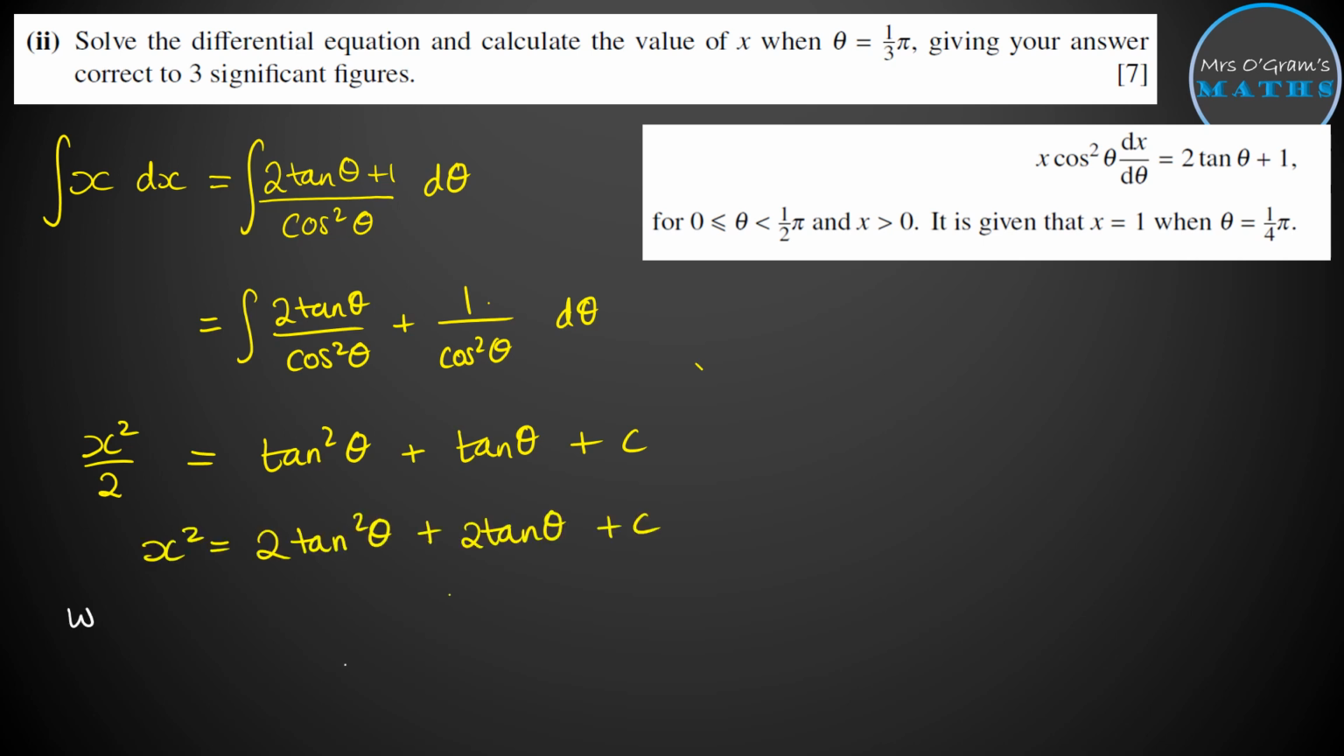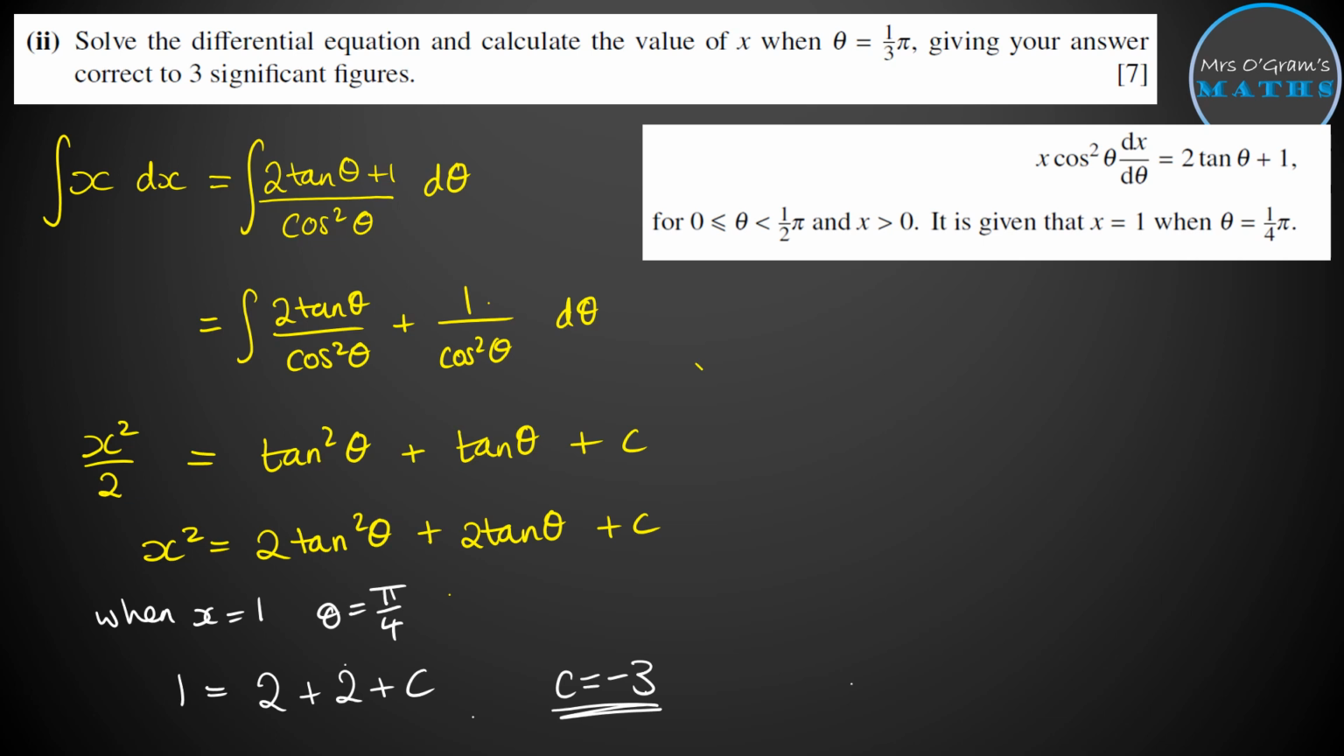So now we'll substitute in when theta is equal to pi by 3, so we can work out the value of x that we want. So x squared will become, now I've just realised I skipped a step, we need to go back and work out c first. So when x is 1, theta is pi by 4, we're going to use that to work out c. Now tan of pi by 4 is 1, that makes things quite simple for us. So c is minus 3.